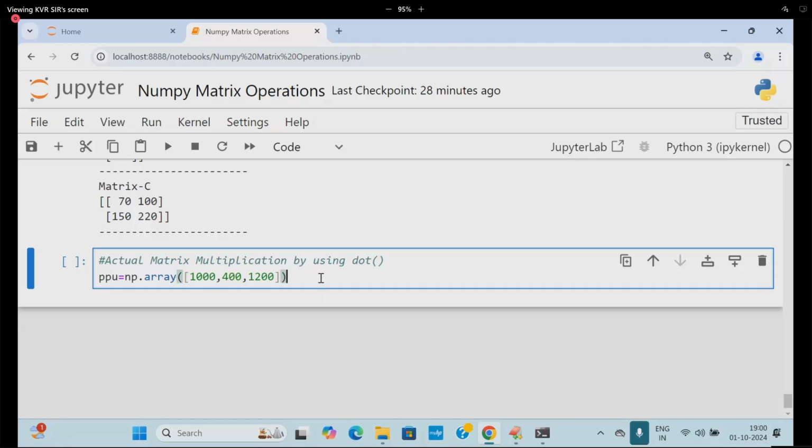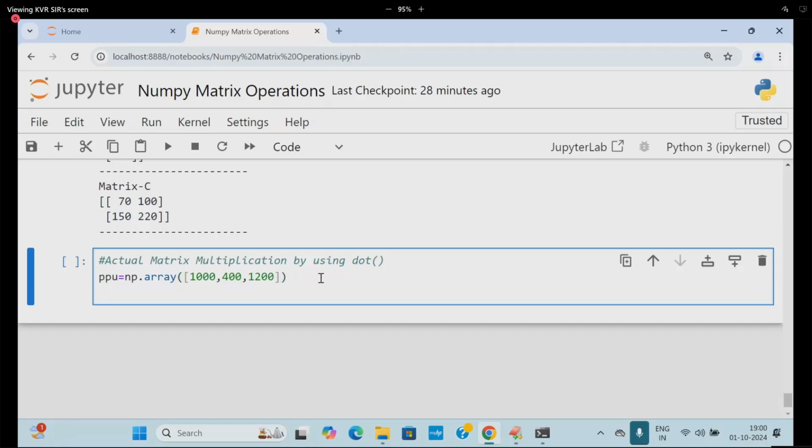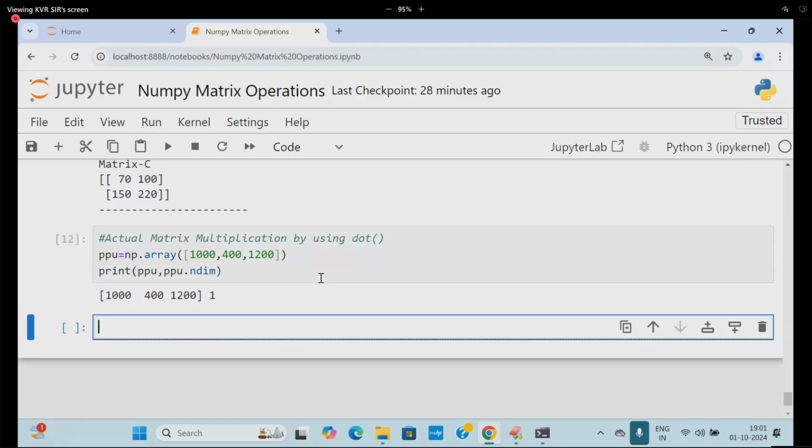Okay, that is done. Next is print of what? print of PPU, comma, PPU.ndim. What is that ndim? One only. Understand? So this is called one only. Now I am going to say this is done.